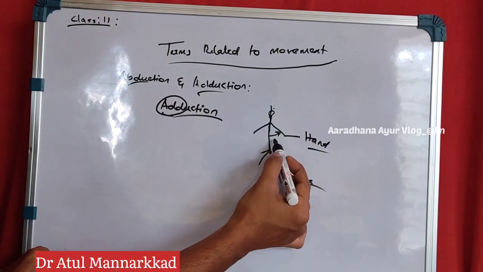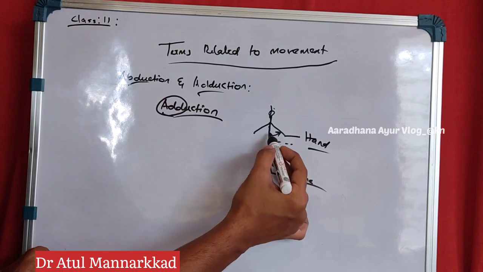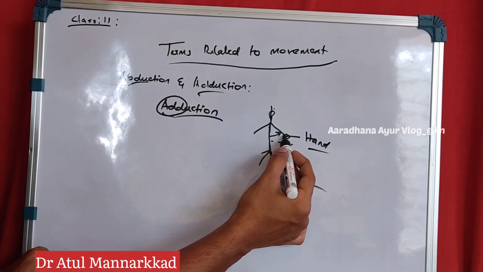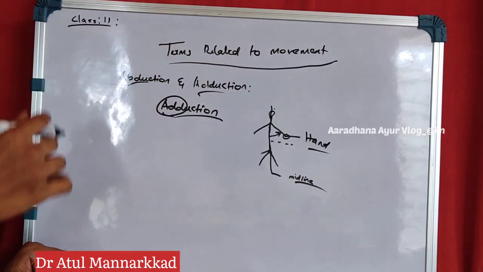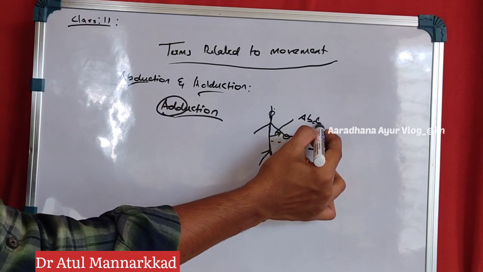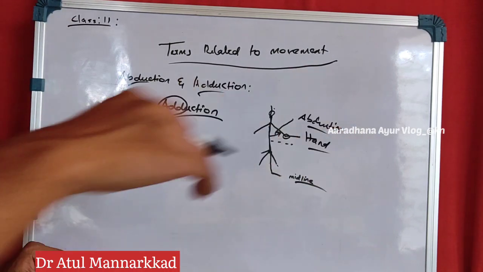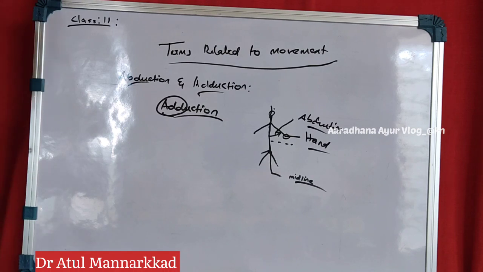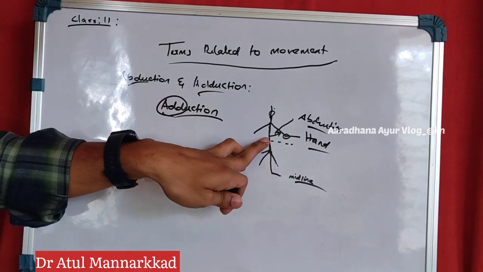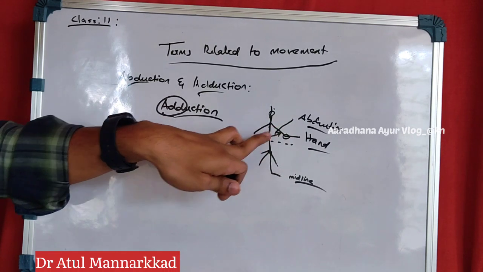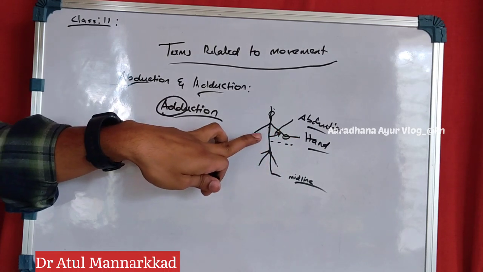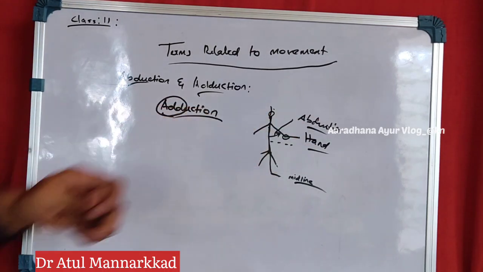So anything away from the midline, this is the hand which is going away. You can see this arrow mark, it is away from the midline. So abduction is going on. This is what we call abduction. Not in the case of the hand only, any body part. So movement of the body part, a hand here, away from the midline, going away from the midline, we call abduction.